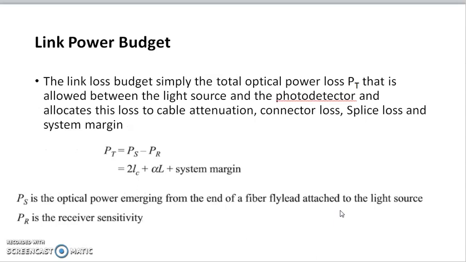So if you consider the total loss for a given link, the link power budget consists of an optical power loss, that is the total loss, and that loss is between the source and the detector, and that loss depends upon the cable attenuation, connector loss, splice loss, and the system margin. So it is loss because of the source and receiver sensitivity. So loss is because of the connector, attenuation, and a system margin.